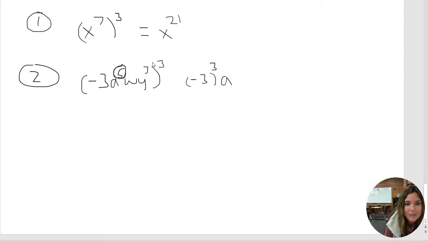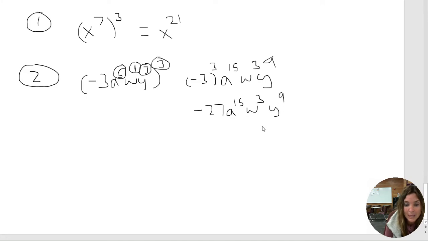right here, a to the 5th raised to the 3rd is going to be a to the 15th. And then this is w to the 1st. So this w to the 1st raised to the 3rd would be w to the 3rd. And then y to the 3rd raised to the 3rd would be y to the 9th. Okay, and then when you do -3 to the 3rd power, that's -27. So your final answer was -27, a to the 15th, w to the 3rd, y to the 9th.